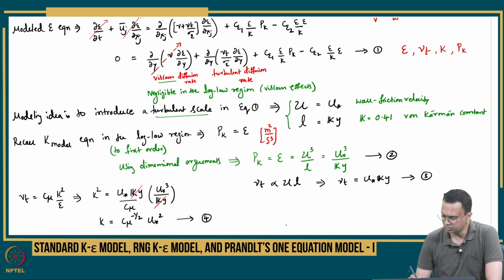So now I can introduce equations 2, 3 and 4 in equation 1. These scales, or the equivalents of these scales, for these 4 terms, epsilon, pk, nu t and k, go inside equation 1, to see what is the value for c epsilon 1.